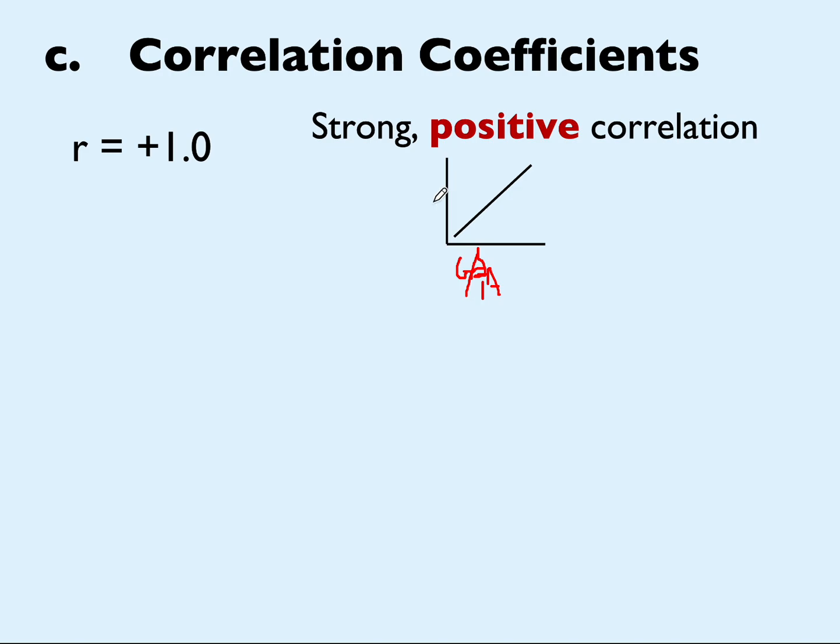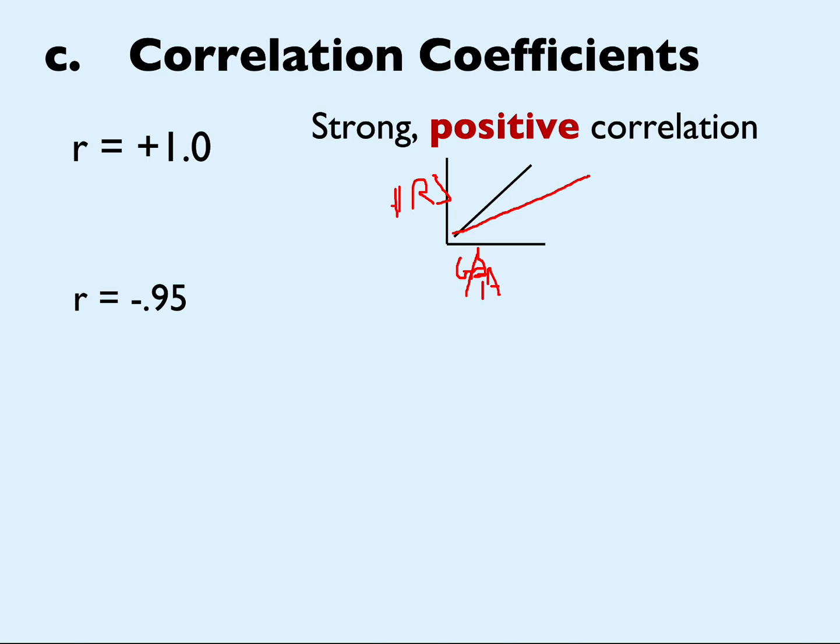GPA, and this is hours studying. I'll just put hours. All right, GPA and hours studying. As one goes up, the other one goes up. And it's going to look something like that. In the real world, that graph wouldn't be perfect like that. It might be more like that. But that's also positive. Anything that goes in an upward direction from the lower left to the upper right is going to be considered a positive correlation.